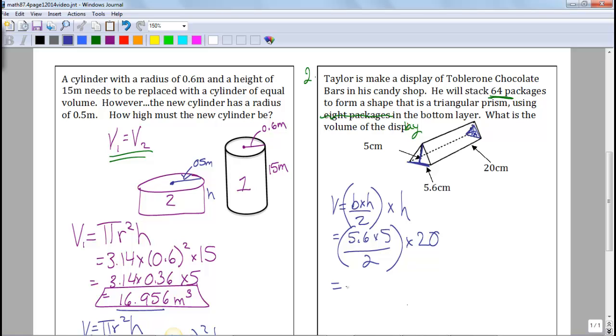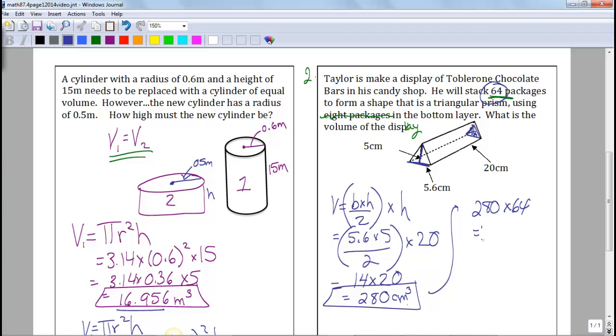Let's see in my calculator what that area ends up being. 5.6 times 5 divided by 2, whoopsies, is 14 times 20. So it ends up being 280 centimeters cubed in one chocolate bar. But we need 64. So I'm going to take that 280, multiply it by 64. That's a lot of yummy chocolate.